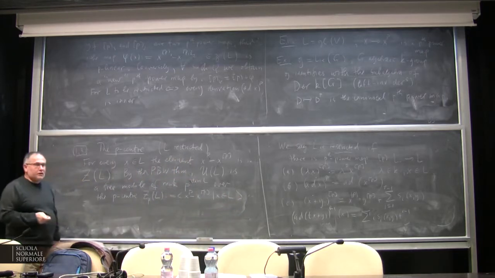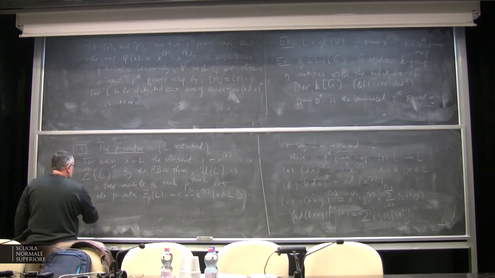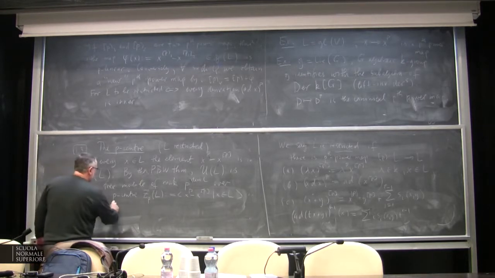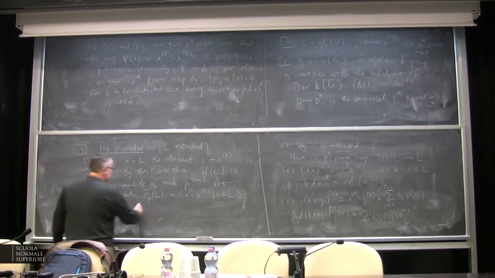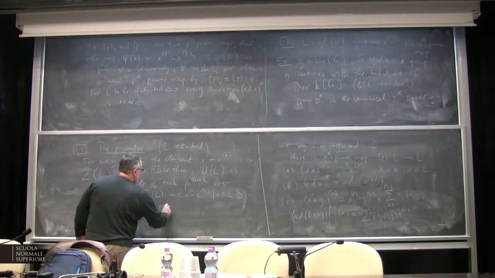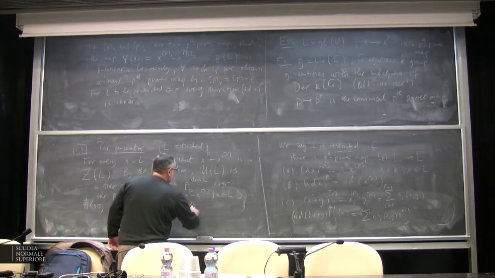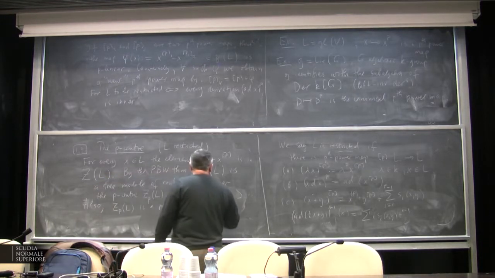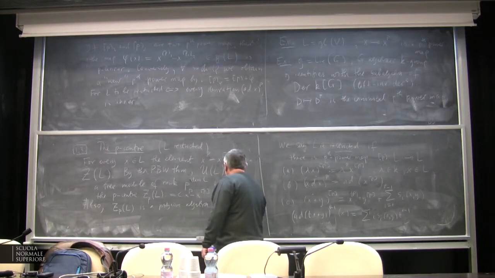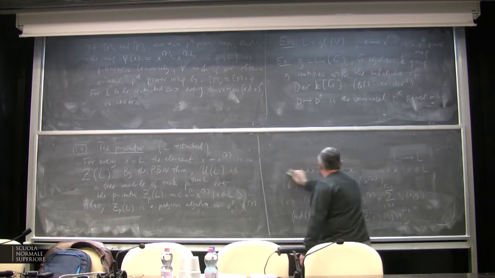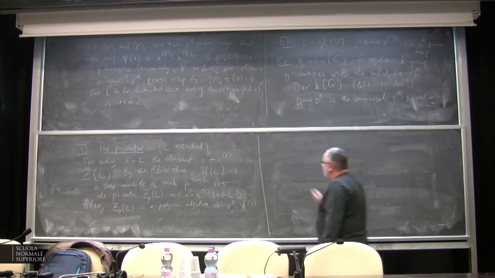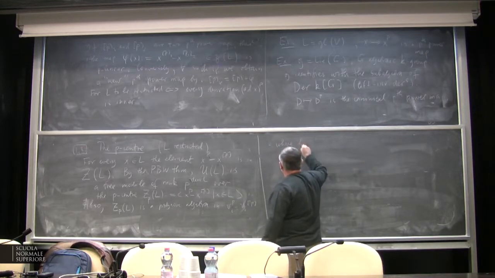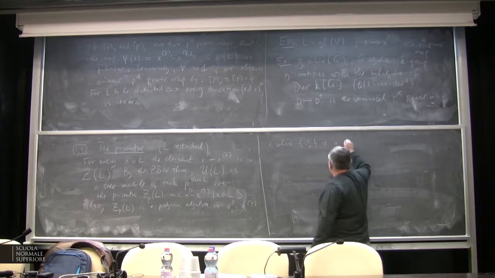So also, it follows from the PBW theorem that the p-center is a polynomial algebra in dimension of L variables. It is a polynomial algebra in fact in the following variables, vi to the p minus vi to the p-th power, where vi is a basis of L.